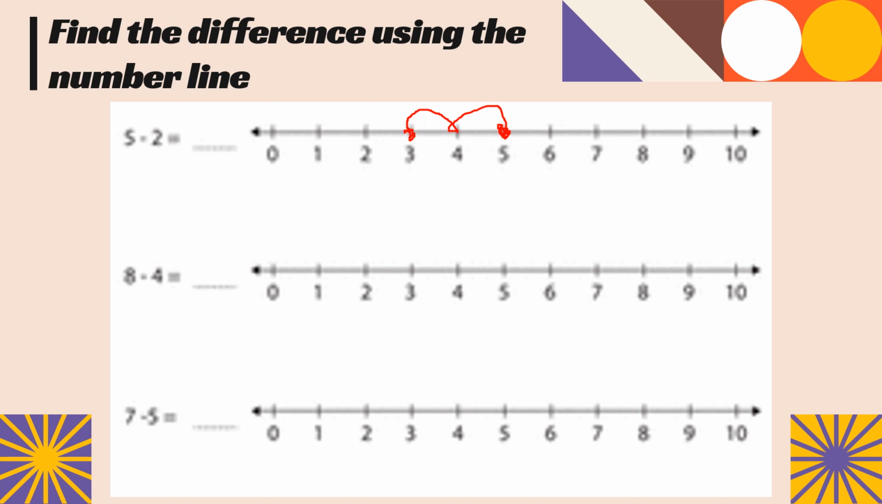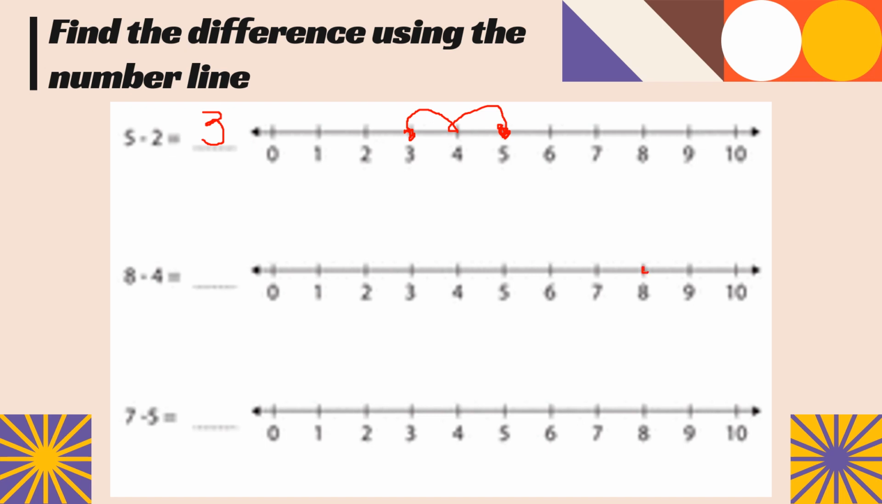And how do you know? I know that because after I counted 2 back, I am on 3. So 5 minus 2 equals 3. Then you do the same thing on the next exercise, which is 8 minus 4.